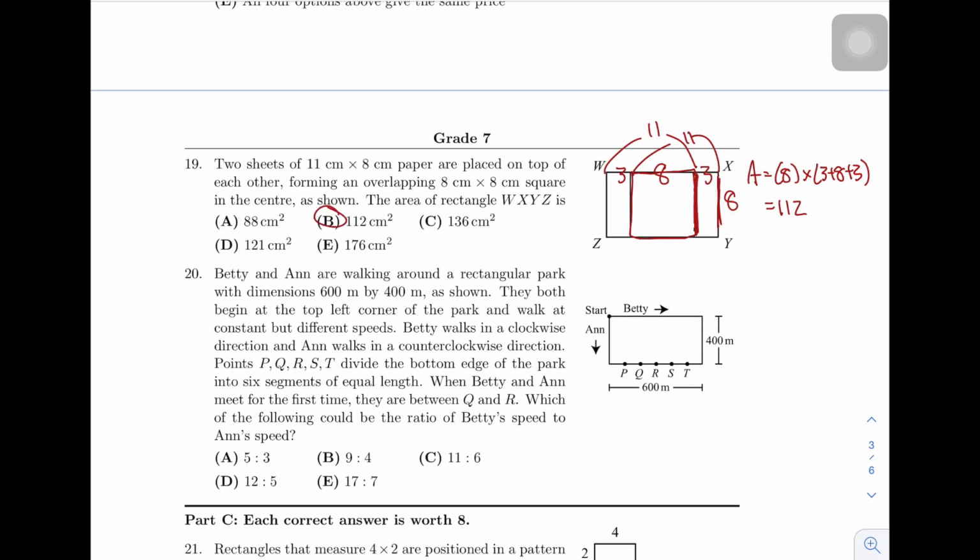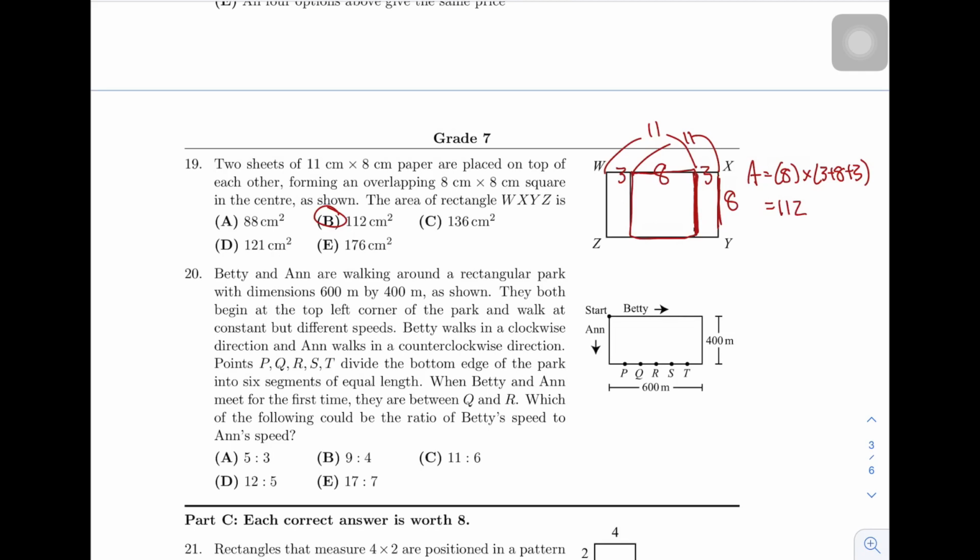Number 20. Betty and Anne are walking around a rectangular park with dimensions 600 meters by 400 meters as shown. They both begin at the top left corner of the park and walk at constant but different speeds. Betty walks in a clockwise direction and Anne walks in a counterclockwise direction. Points P, Q, R, S, T divide the bottom edge of the park into 6 segments of equal length. When Betty and Anne meet for the first time, they are between Q and R. Which of the following could be the ratio of Betty's speed to Anne's speed?